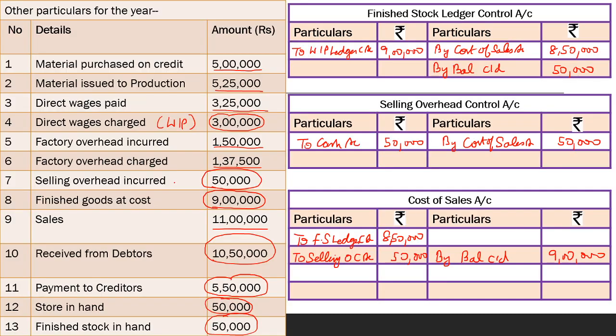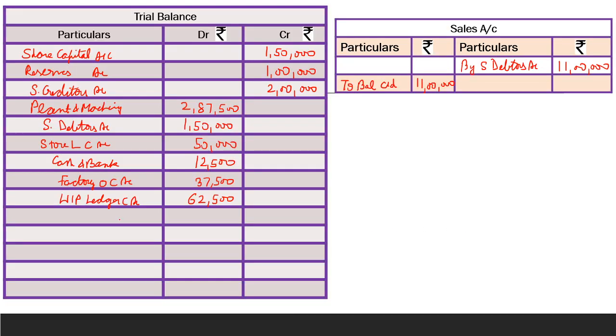Our next account is finished stock ledger control account, which has a debit balance of 50,000. There is no balance in the selling overhead control account, and the balance in cost of sales is 9 lakh rupees. So we write these two balances. So first we write the balance of finished stock ledger control account, which has the balance of 50,000.